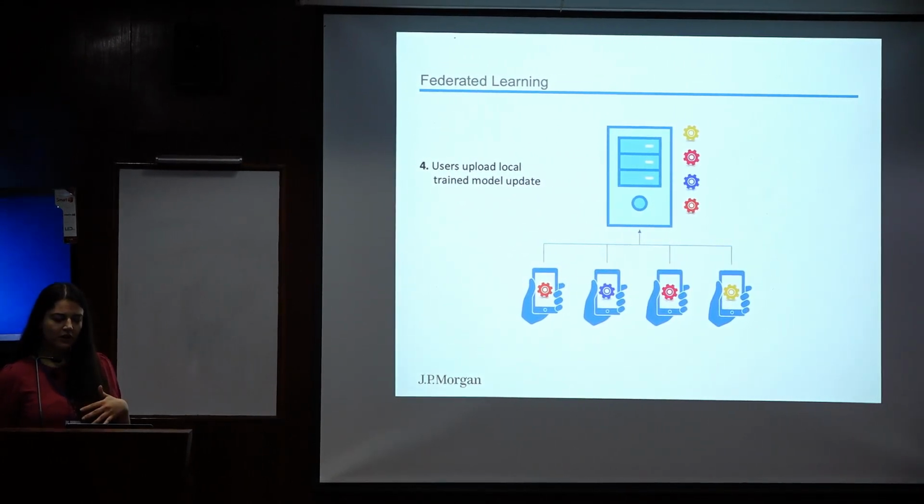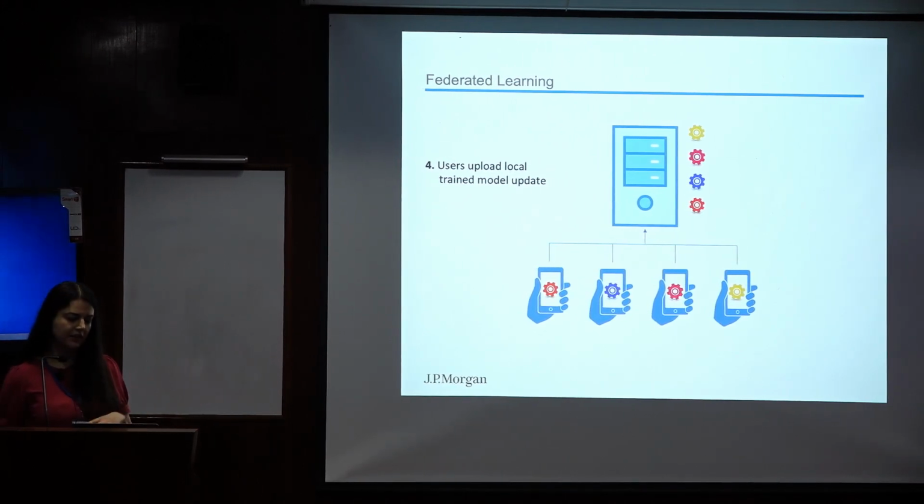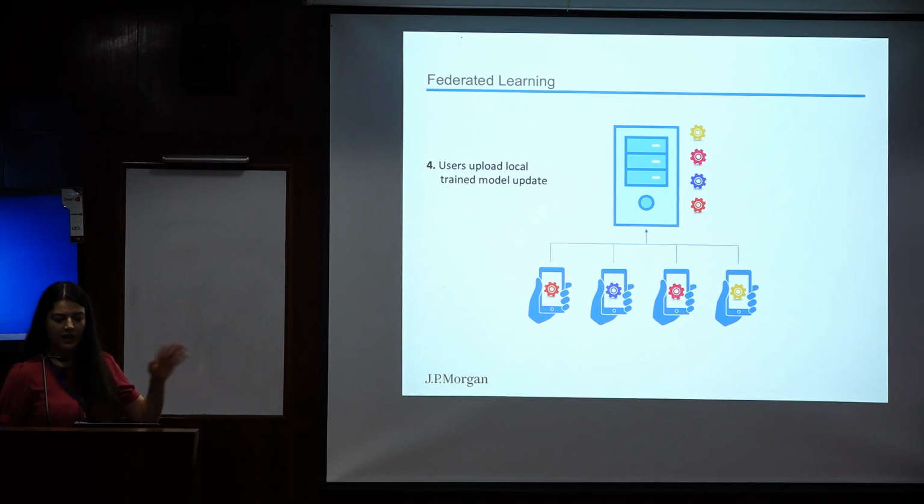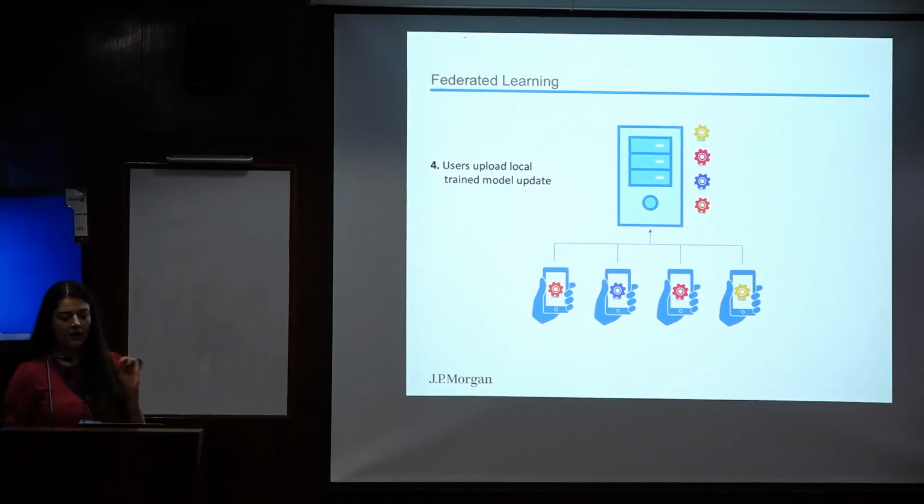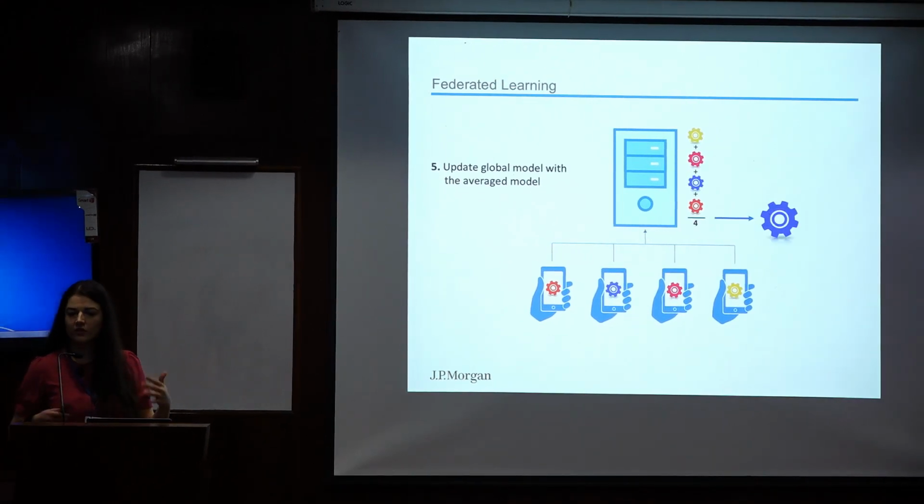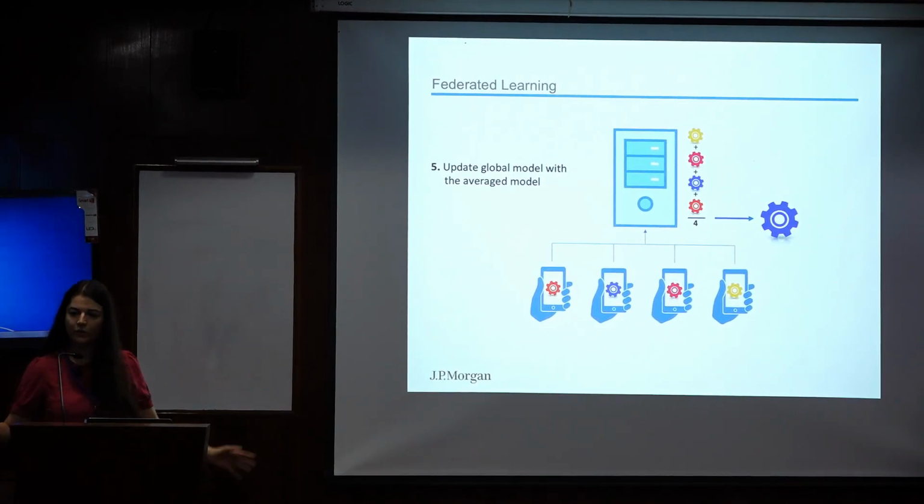So the server computes an average model based on these models. Just think for now that this is logistic regression, and the users are sending the weights of the logistic regression. Once the server receives all the weights, it computes the weighted average of all these weights, and this is the new, updated model. It's very simple: it receives all the local weights from the users, aggregates them, gets the average, and this is the new model.